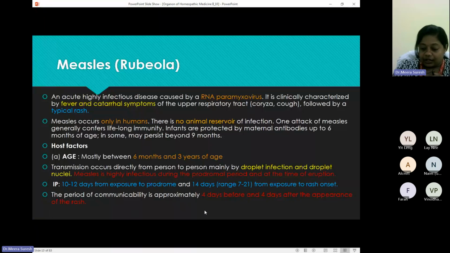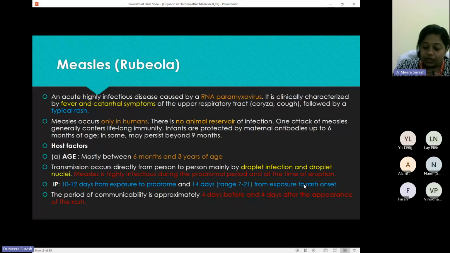So you can see initially the exposure happens, and then after about 10 to 12 days, the prodromal symptom starts. But the rash is appearing on some other day, usually on the fourth or fifth day. That is why this is also called fifth day fever. So that is why there is a gap between the prodromal period and the rash onset.